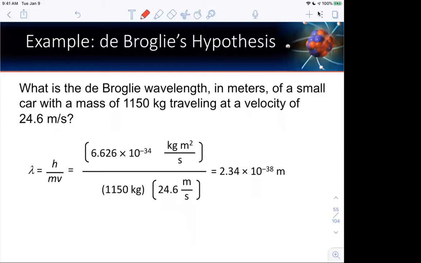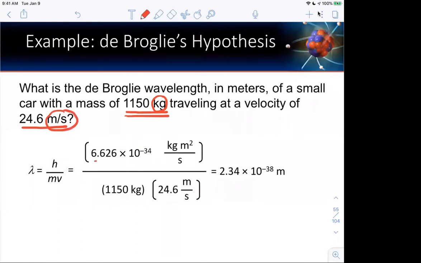The question is, what is the de Broglie wavelength in meters of a small car? Now, cars are big. They're much bigger than an electron. Remember, that's like times 10 to the minus 27 grams. Here I have over 1,000 kilograms traveling at a velocity of 24.6 meters per second. So this is in kilograms. If it's not, I have to convert. This is in meters per second. If it's not, I have to convert.